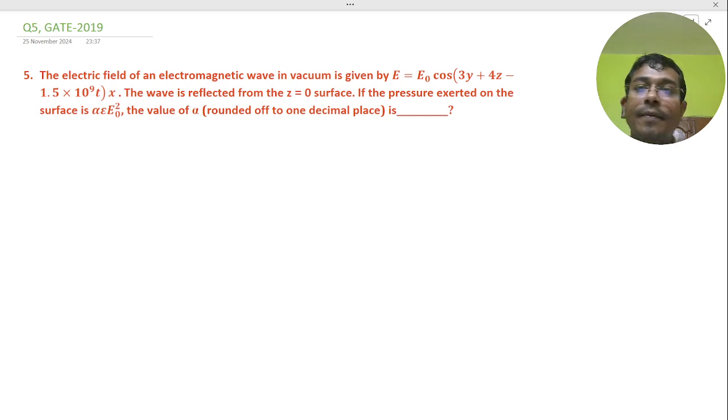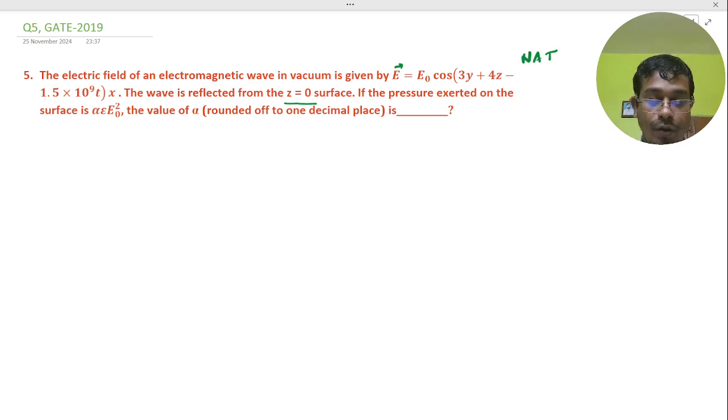The question is: the electric field of an electromagnetic wave in vacuum is given by E equal to E naught cos(3y plus 4z minus 1.5 times 10 to the power 9 t). The wave is reflected from the z equal to 0 surface. This is very important, the z equal to 0 surface. If the pressure exerted on the surface is alpha epsilon naught E naught square, find the value of alpha. This is a NAT type question, so be careful while solving it.